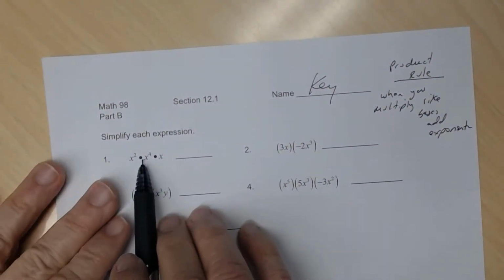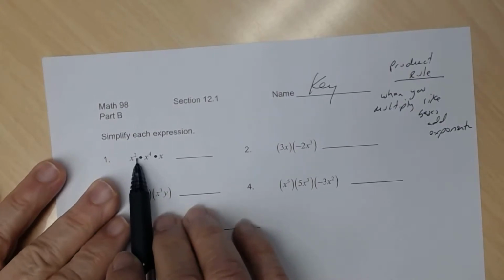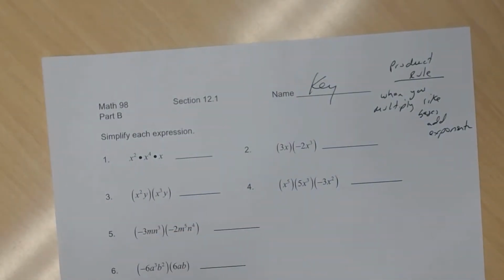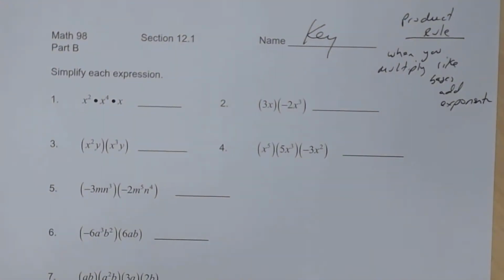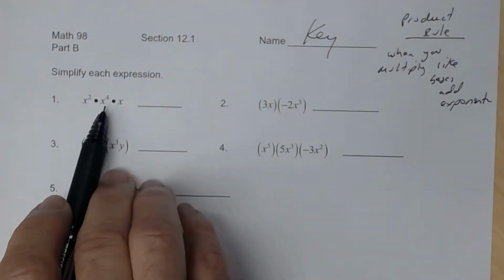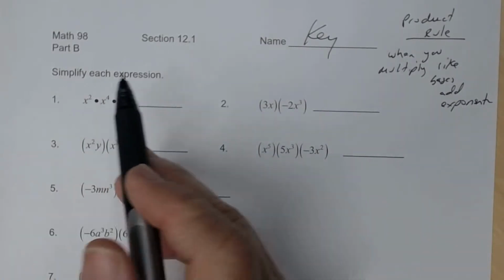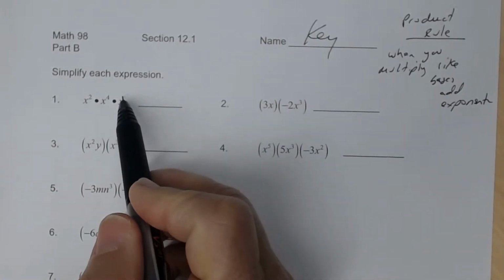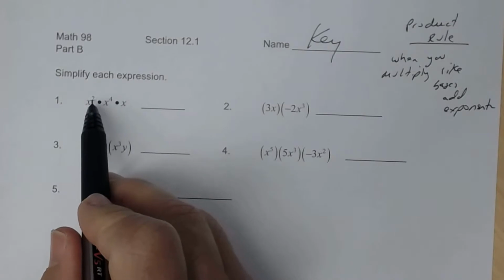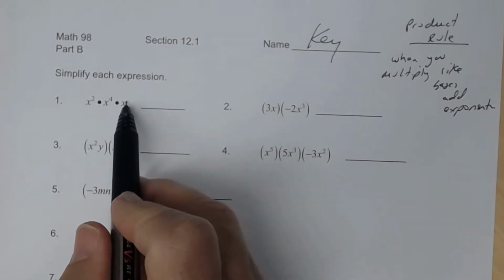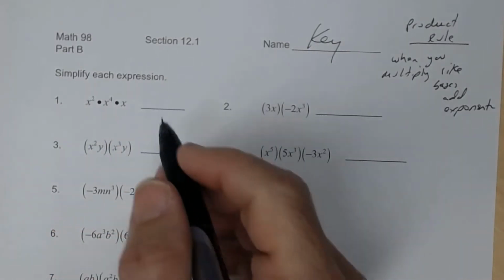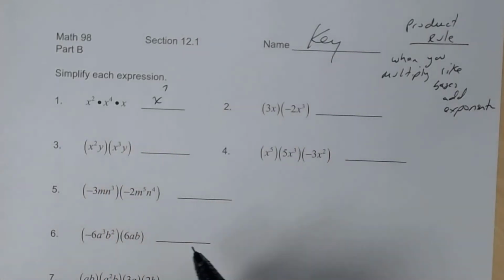All right, so in this case, you have x to the second power. Go ahead and expand this. So you get x to the second power times x to the fourth power times x. Now remember, no exponent is understood to be a 1, so that's a 1 right here. So 2 plus 4 plus 1 is 7, so it'll be x to the 7th power.